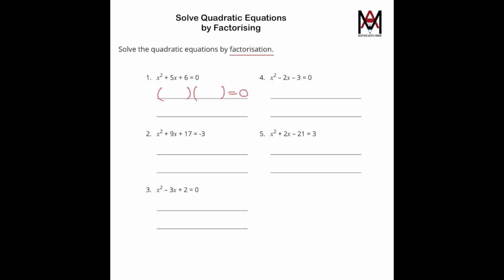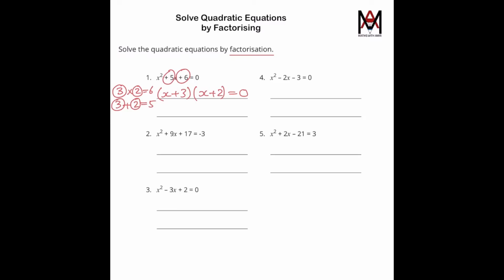So we need to think of two numbers that multiply together that gives us positive 6, and the same two numbers added together gives us positive 5. So I'll write that here. It's going to be 3 and 2, as 3 times 2 is 6, and 3 plus 2 is 5. So we're going to then put them in here, positive 3 and positive 2.